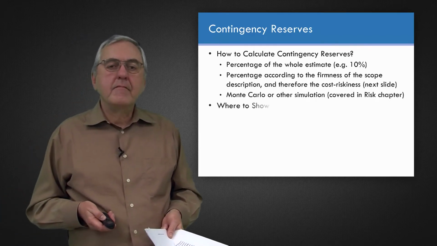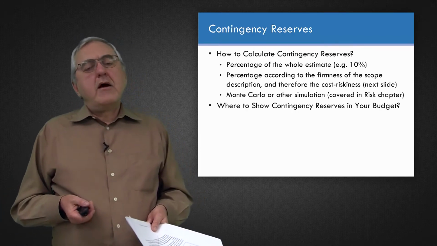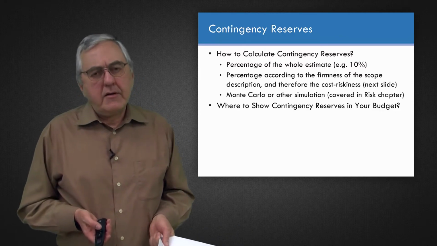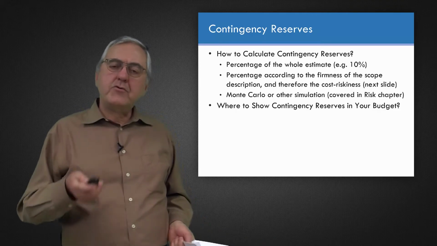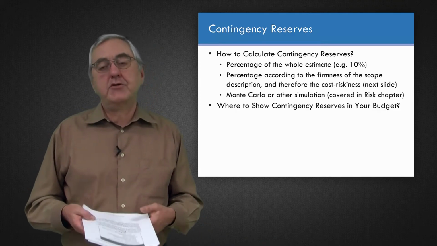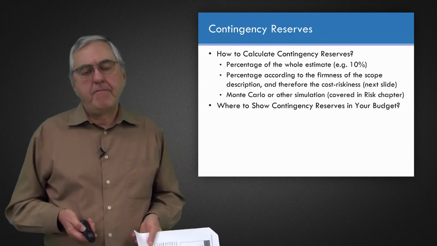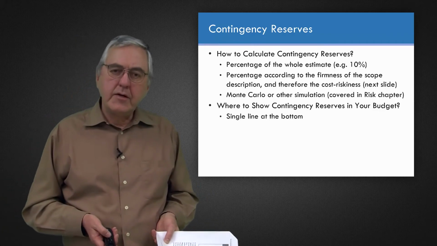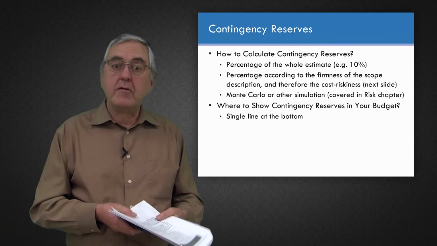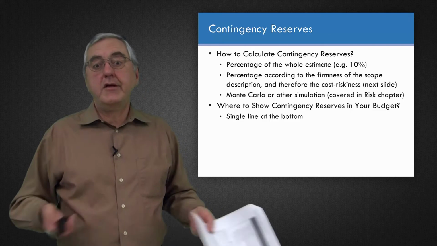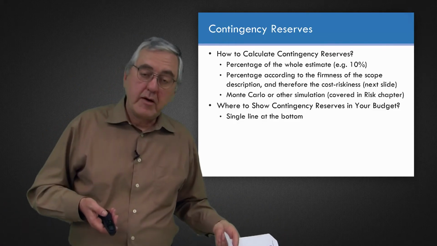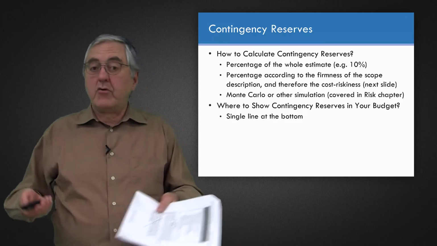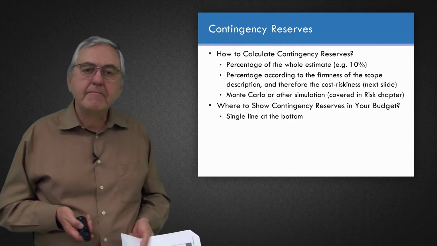Now, once you have decided on the amount of a contingency reserve, it's a good question as to where you show that contingency reserve in your budget. Well, the most common way to do it is as a single line at the bottom of your written budget, contingency reserve. And you can look at the dollars or labor hours and see that it's 10% or some percentage like that.